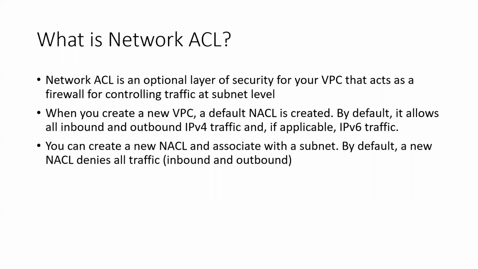So the second point is applicable when you create a VPC. The default NACL that gets created will allow by default all inbound, all outbound. But when you create a NACL by yourself, at that time, by default, all the traffic is denied. So let's take a look at this third point. You can create a new NACL and associate it with a subnet. By default, a new NACL denies all traffic. When you create a new network access control list by yourself, it denies everything. Inbound deny, outbound deny. You have to put the rules explicitly.